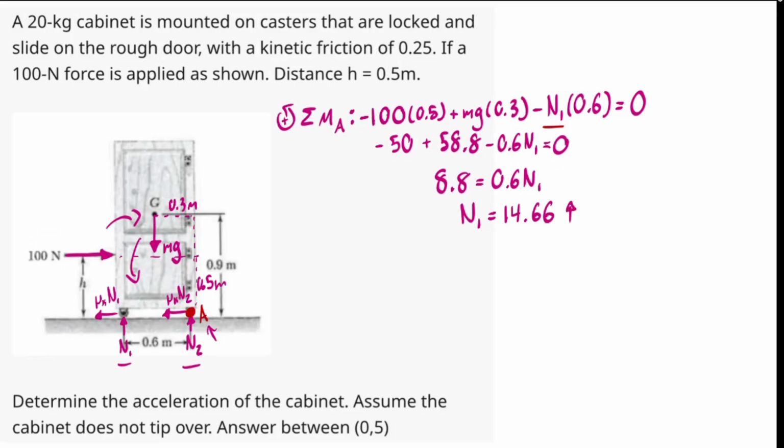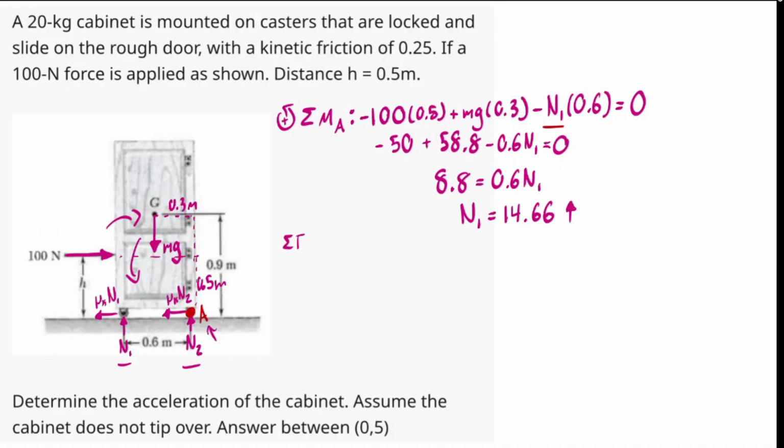And that's going to be in the upwards direction. That makes sense because right now the floor is pressing into that caster. Okay, now we can use that and sum our forces in our y to solve for our N2 value, since we only have gravity, N1, and N2 in our y direction. So I'm going to do that here.